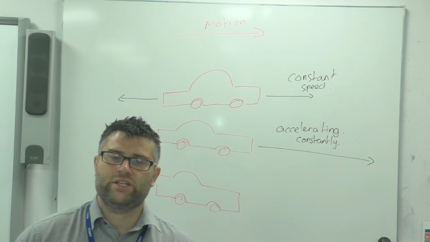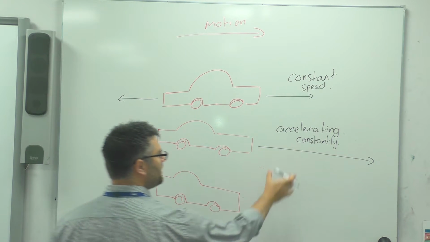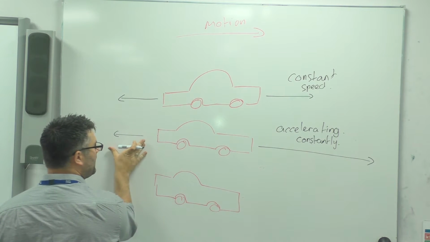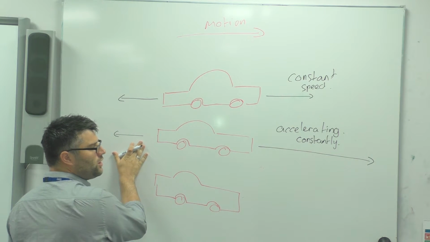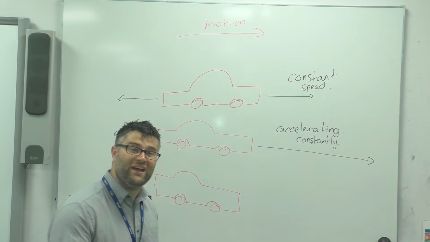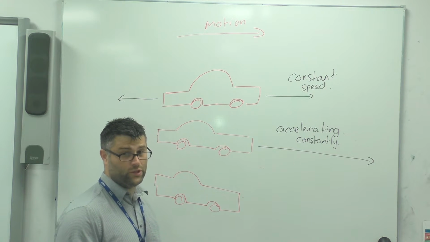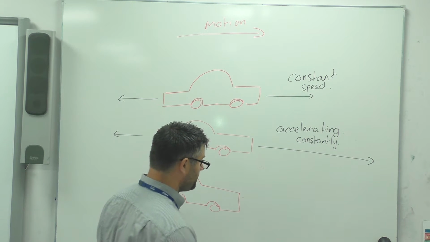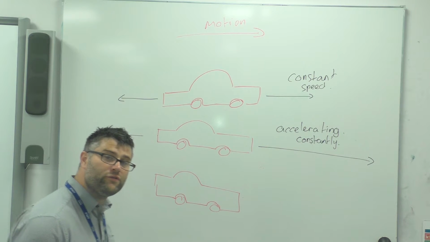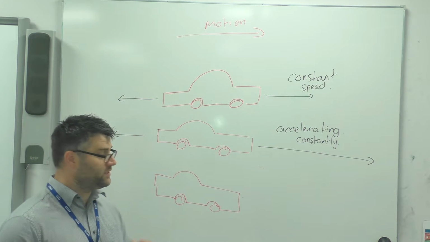It's accelerating constantly because this force is consistently larger than this one. You've got an overall external resultant force. And that external resultant force is the difference between the two forces.